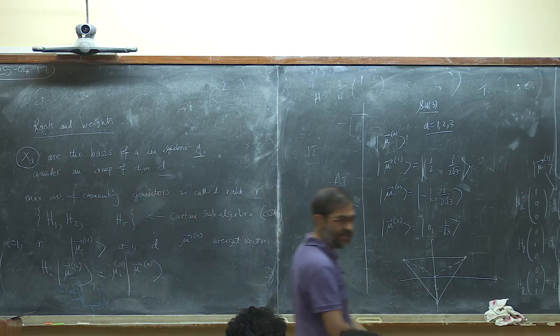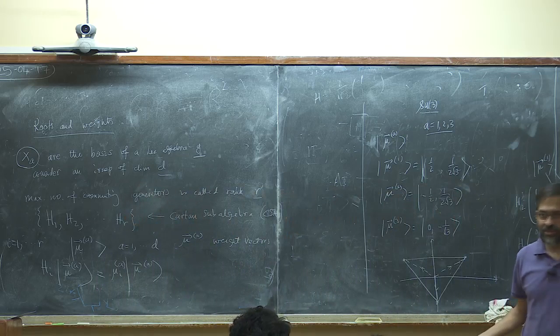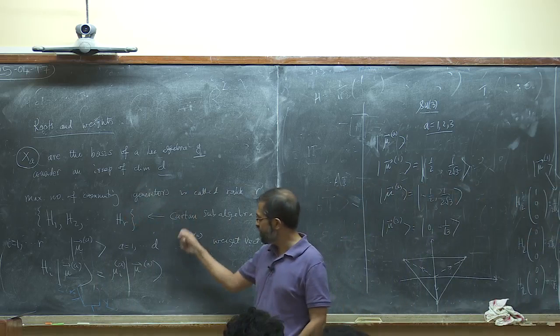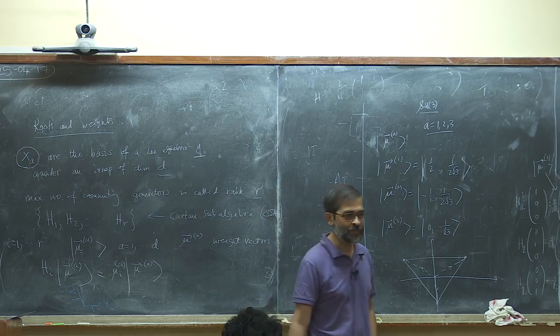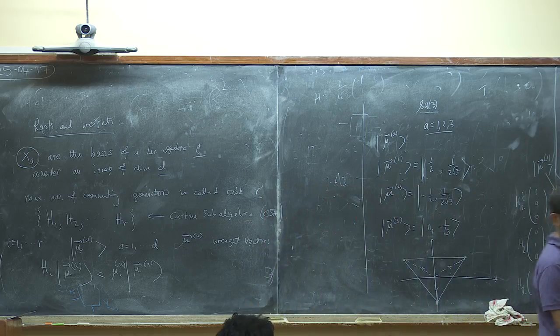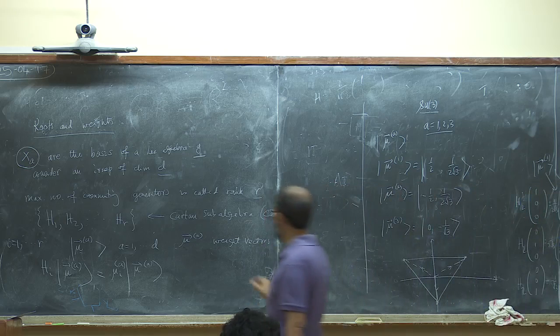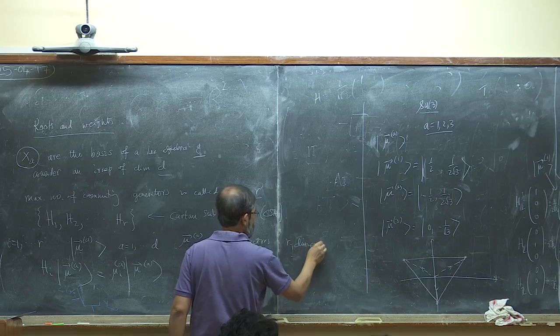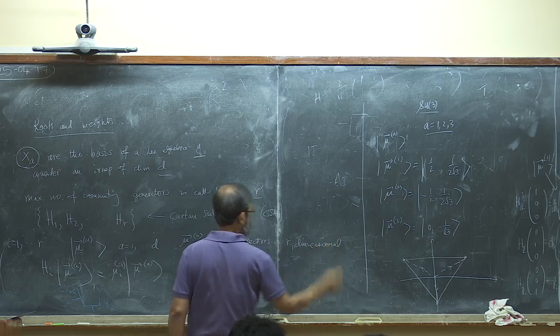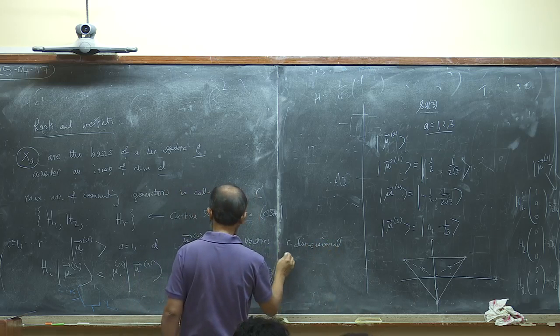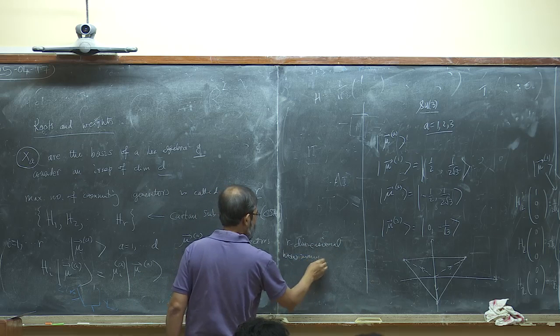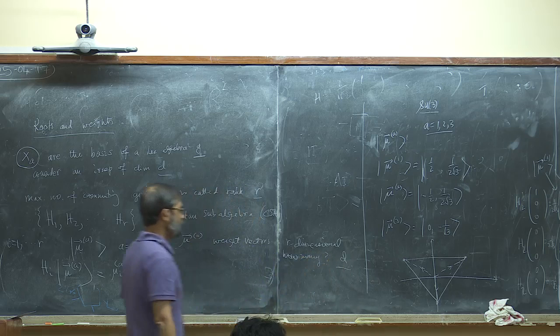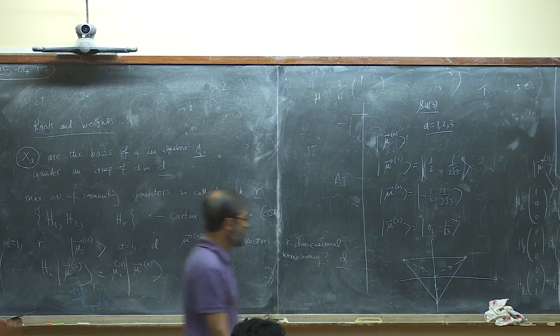How many weight vectors are there? D, because it's a D-dimensional representation. And what is the dimensionality of each of these mu's? The number of the circles, so R. So these are R-dimensional weight vectors, and how many of these are there? D. Okay, these are the important things.